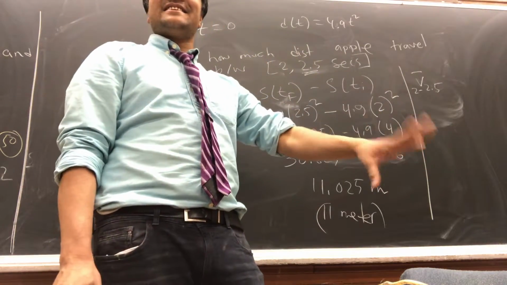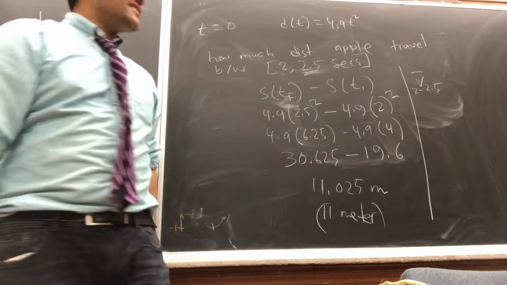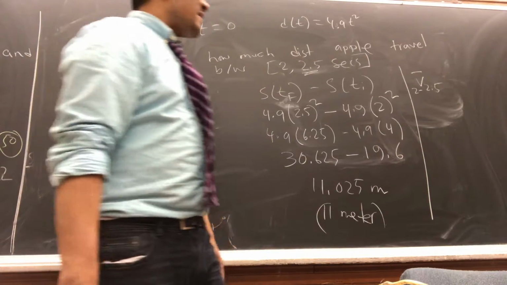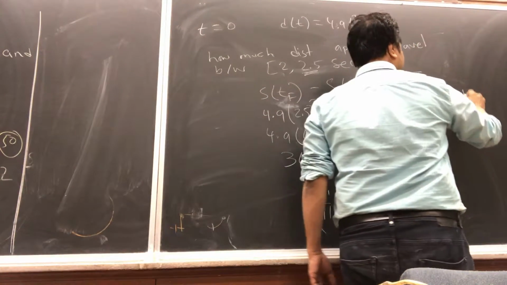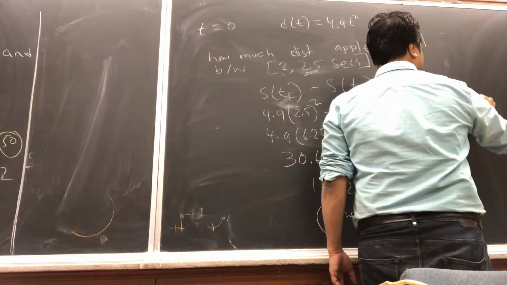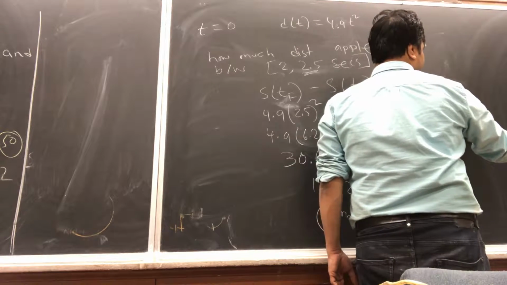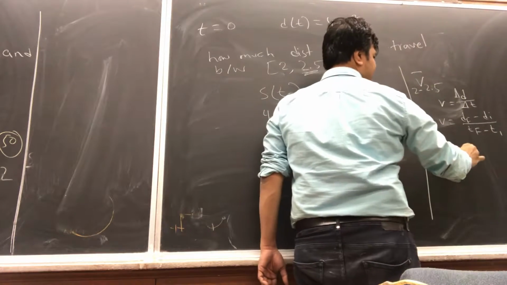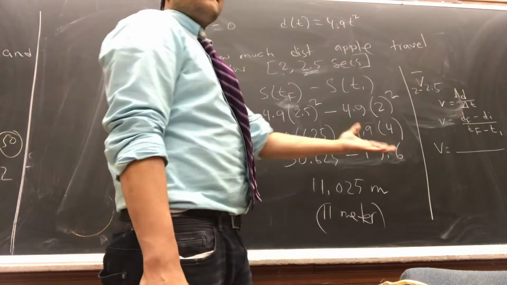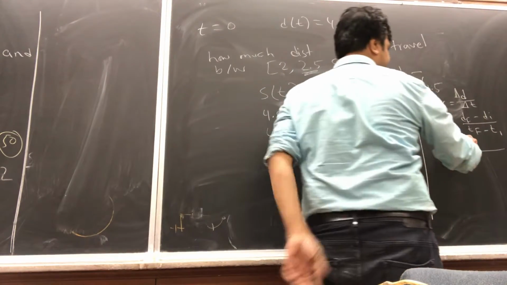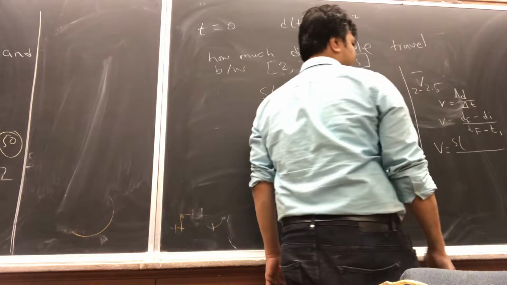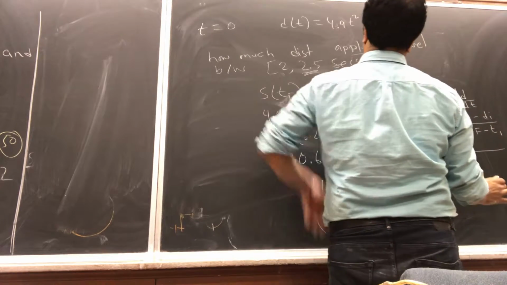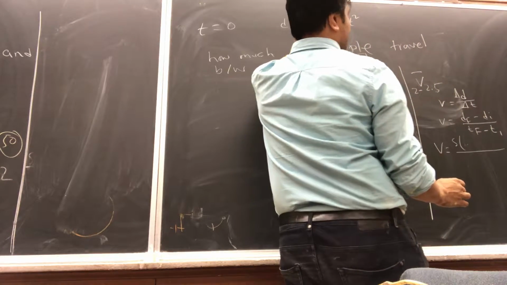Now we are trying to find the velocity. How can we find it? The same way as last time. Velocity is distance over time, so velocity is d final minus d initial over t final minus t initial. What is d final? It is 4.9 t squared.